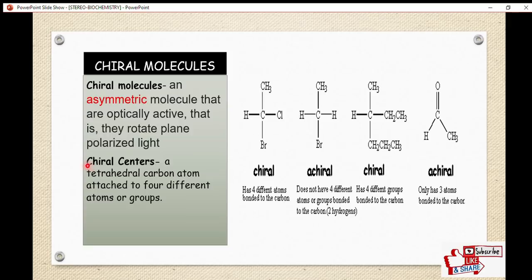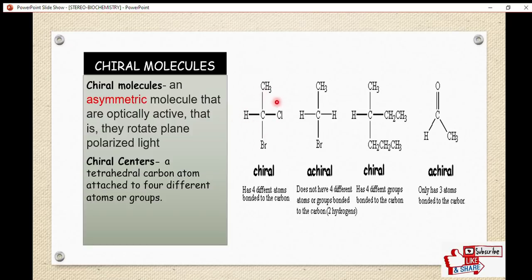Okay, so let's talk about chiral centers. When we say a chiral center, it means a tetrahedral carbon atom attached to 4 different groups of atoms. So a chiral center is a carbon atom. Let's take this compound, for instance. We have a carbon atom here, and this carbon atom is tetrahedral. Why is it tetrahedral? Because it's surrounded by 4 different groups of atoms. So that is where the name tetrahedral comes from.